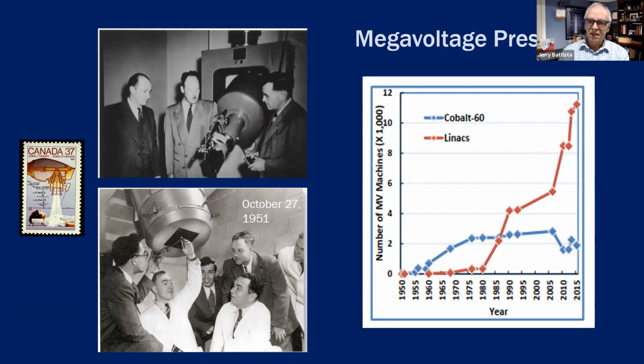So you can see here the number of cobalt machines in thousands that developed after 1950, the blue line. And then soon that was surpassed by the linear accelerators that have more energy capability and also electron capability. So cobalt somewhat became obsolete, but is still very useful on a world scale.